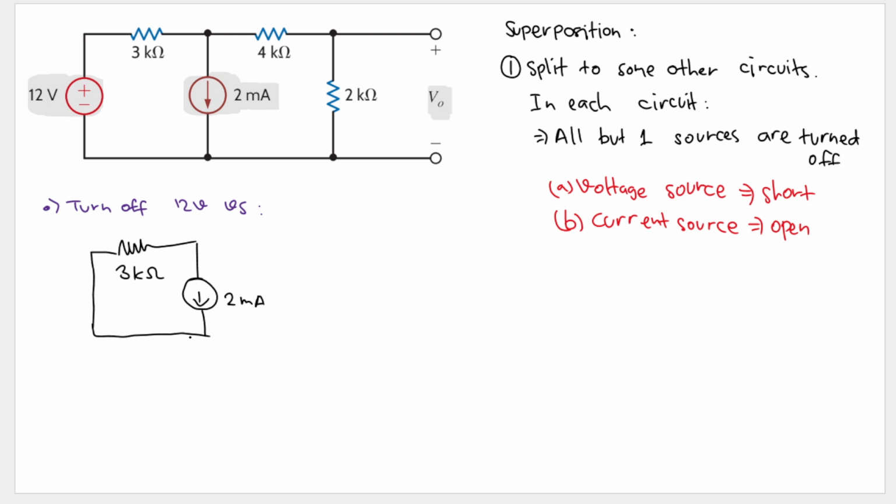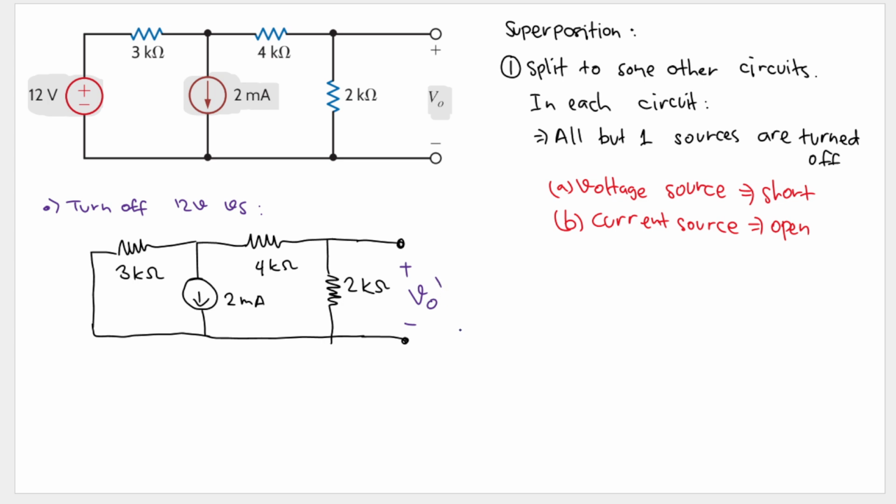Good. And then what else do we get? I got that 4 kilo ohm here. And then we also still have that 2 kilo ohm resistor. And we are looking for V0 here. But here we have a different V0 than the original circuit. So we name this one V0 prime. Okay. And I think that's all for this voltage source.